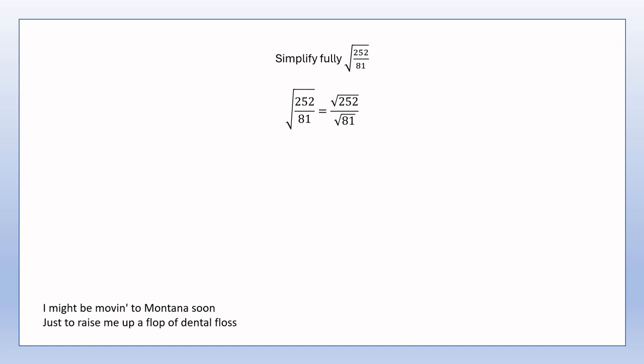Now clearly the square root of 81 is equal to 9, so that was an easy one. But how about the square root of 252? Well, for this we need to identify the largest square number which divides 252. So this divisor that we're looking for can't be bigger than half of 252. So it can't be 144, for example.